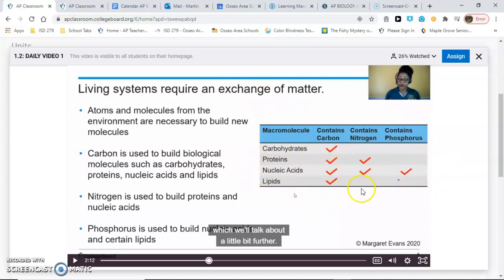When she goes through this table, this is the important part of the whole thing to pull back together. She talked about how carbohydrates, proteins, nucleic acids, and lipids all contain carbon, but that proteins and nucleic acids contain nitrogen, and nucleic acids additionally contain phosphorus. Then she went into some examples, but she didn't really show any formulas, and that's where we're making a stretch here.